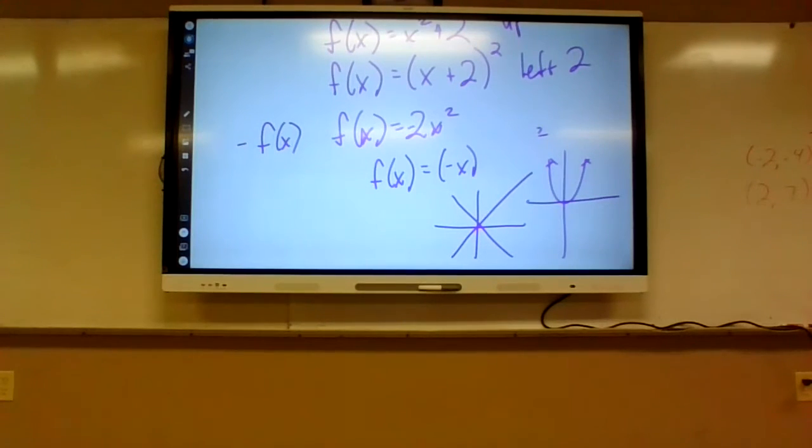So what's gonna change on the graph when we put a negative in front of the function? It's gonna go down. Yeah, it's gonna flip upside down.